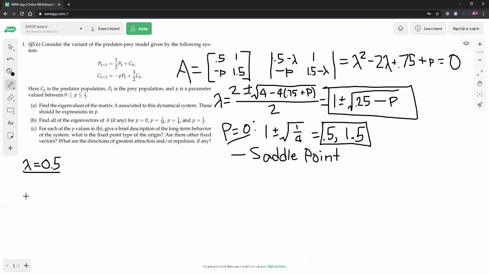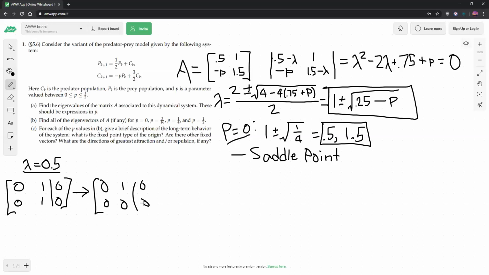Okay. So what this is going to look like is A minus lambda I, right? So 0.5 minus 0.5 is just 0. The 1 is still 0, so we have a 0. And we have a 1.5, so that is going to become just 1. Augment that with zeros. And this should be a pretty easy thing to reduce. We're just going to end up with a 1 up here, and all zeros in the bottom.